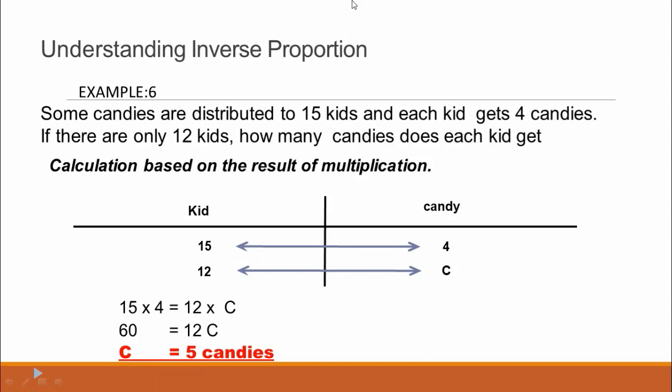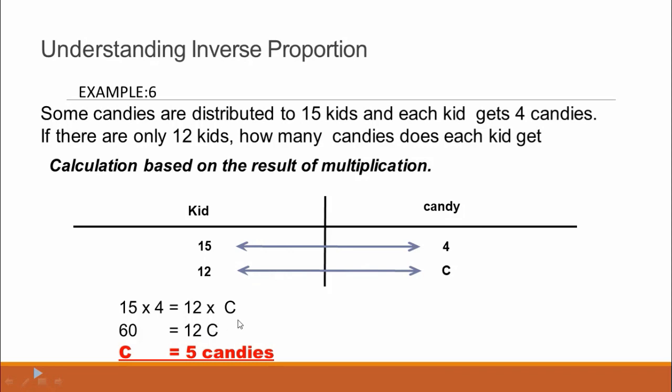So for direct proportion, dear students, note that we multiply the cross quantities, these two quantities and these two quantities. But for inverse proportion, we multiply the horizontal quantities, the row quantities: the first row quantities and the second row quantities, and then find the unknown quantity.